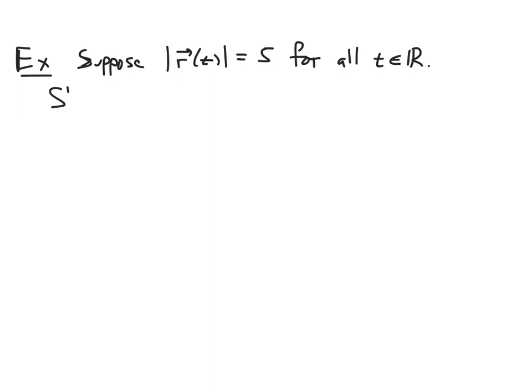Now what we want to do here is show that r prime of t is orthogonal to r of t for all values of t. Like I said, this is something that we're actually going to need later on. So the basic idea is if we have this curve that's on a sphere, then every vector given by that is orthogonal to its tangent vector, r prime of t.